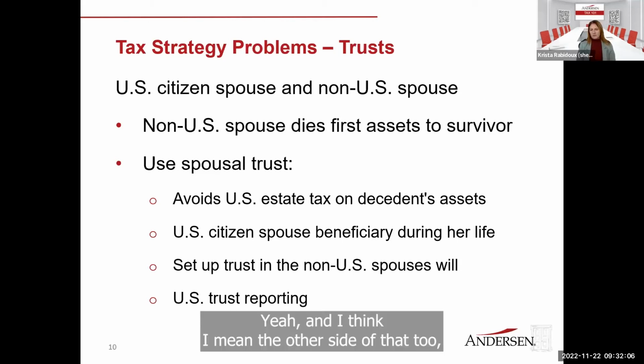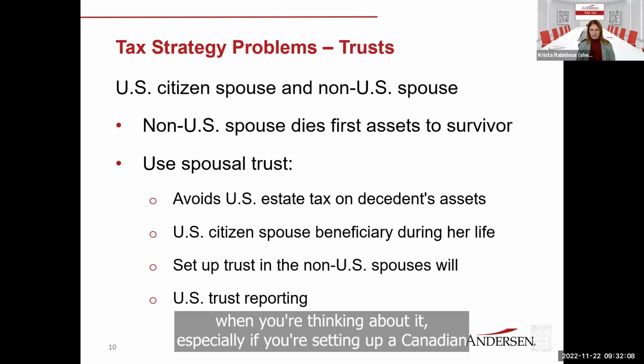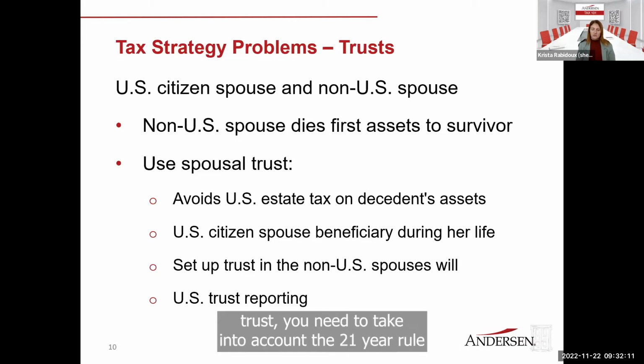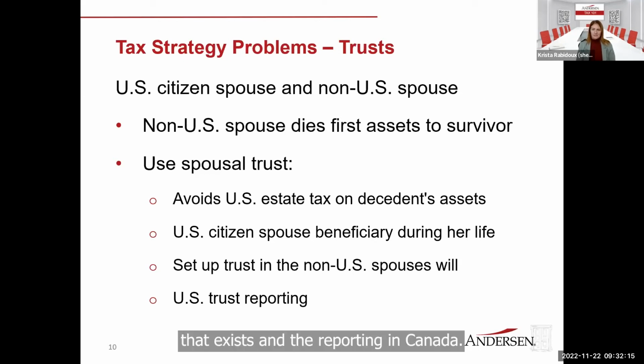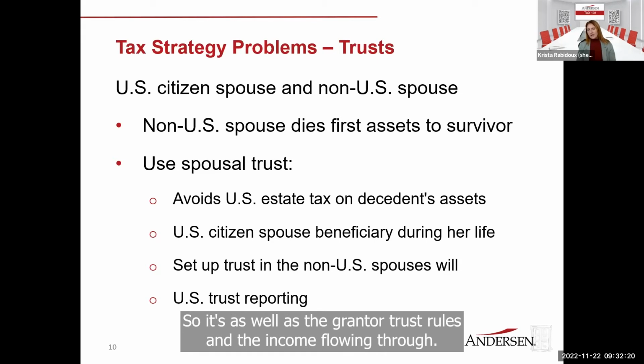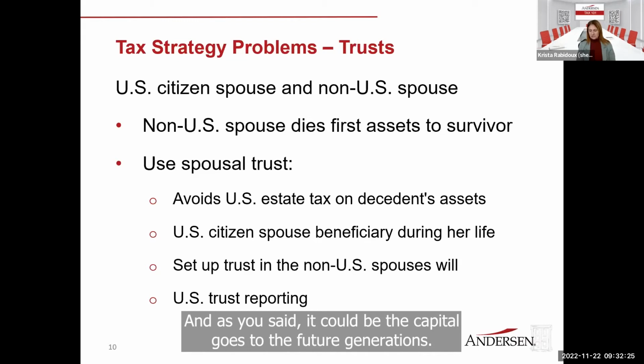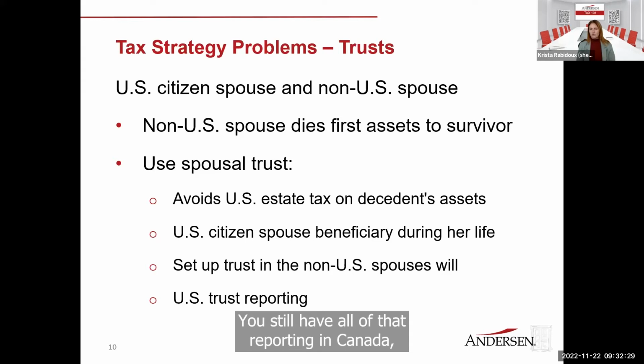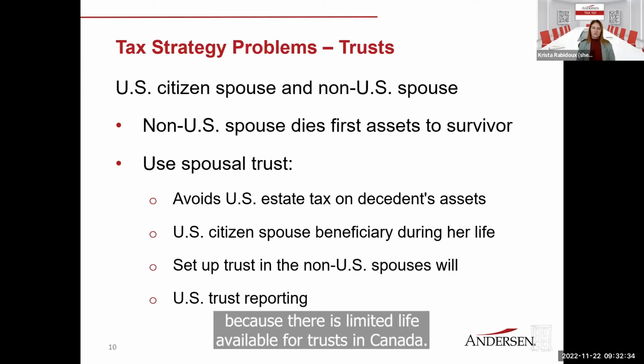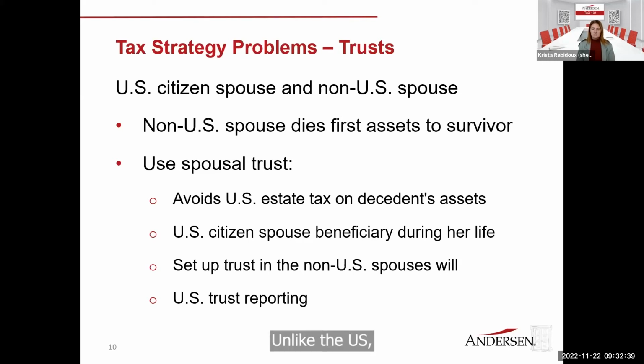Yeah, and the other side of that too, especially if you're setting up a Canadian trust, you need to take into account the 21-year rule that exists and the reporting in Canada, right? So it's as well as the grantor trust rules and the income flowing through, and as you said, it could be the capital goes to the future generations. You still have all of that reporting in Canada, plus the Canadian rules you need to take into account, because there is limited life available for trusts in Canada, unlike the US.